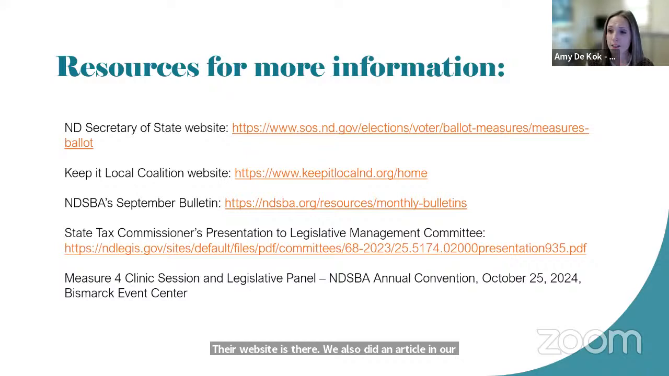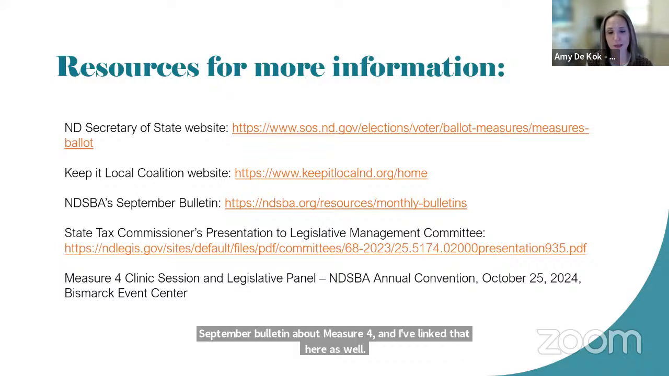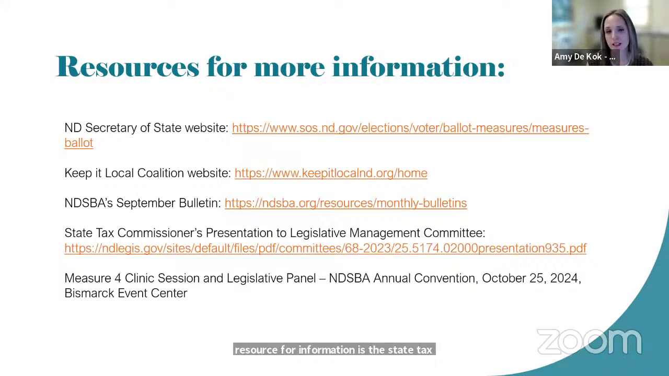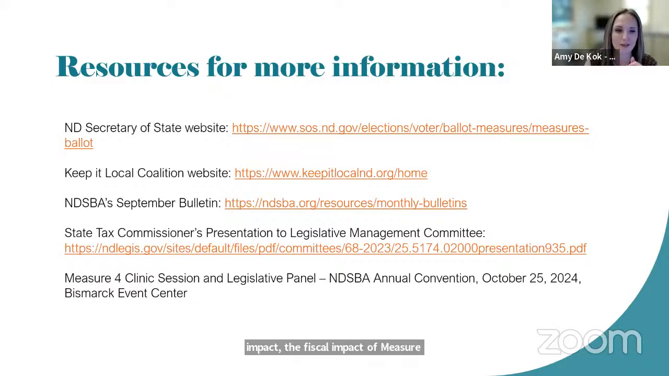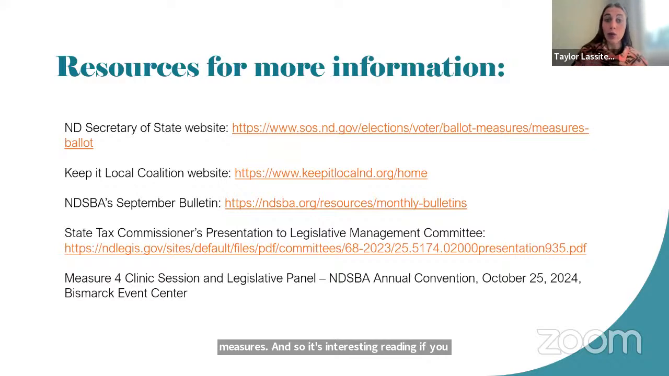Another interesting resource for information is the state tax commissioner's presentation that was made to the Legislative Management Committee this interim. I think it was in late August, if I remember correctly. What that focused on was the financial impact of Measure 4, as well as some of the other ballot measures. So it's very interesting. The state tax commissioner explained how they determined the fiscal impact of Measure 4 and other measures. And so it's interesting reading if you want to take a look there. And I would say it's eye-opening to see the kind of work that would go into the upcoming months if the measures were to pass.